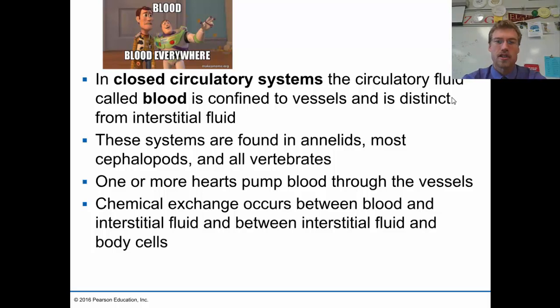In a closed circulatory system, you have blood, which is confined in vessels and is distinct from the interstitial fluid, the fluid that surrounds all of these cells. These systems are found in annelids, which are segmented worms like earthworms, cephalopods, and all vertebrates. You have one or more hearts that pump blood through the vessels, and then chemical exchange occurs. Diffusion occurs between the blood and the interstitial fluid, and then between the interstitial fluid and the body cells. So diffusion is occurring over short distances, but the blood doesn't mix with the interstitial fluid itself.